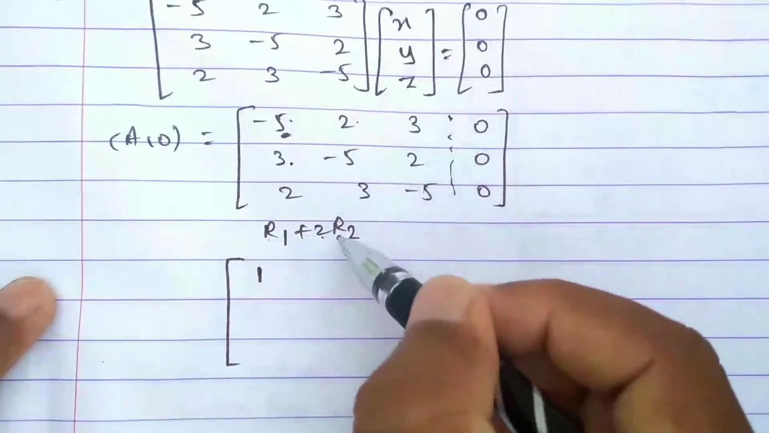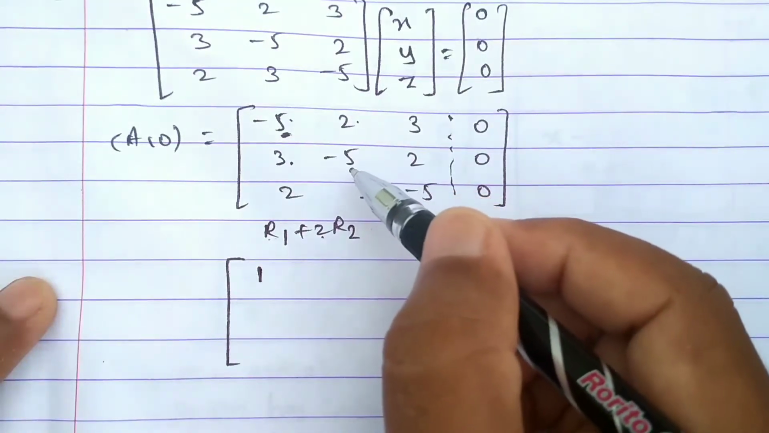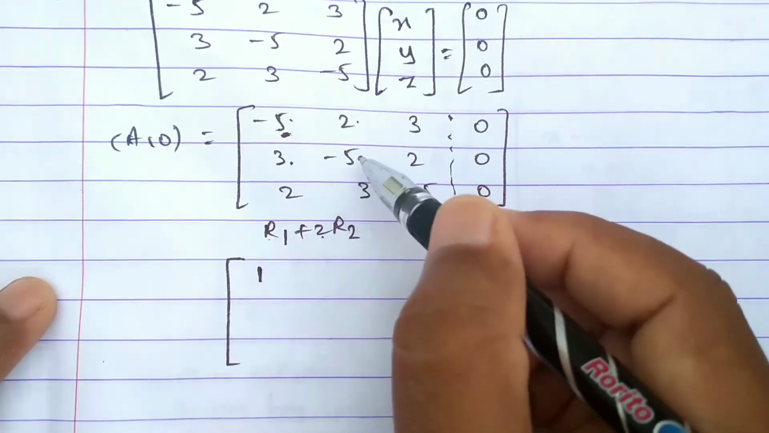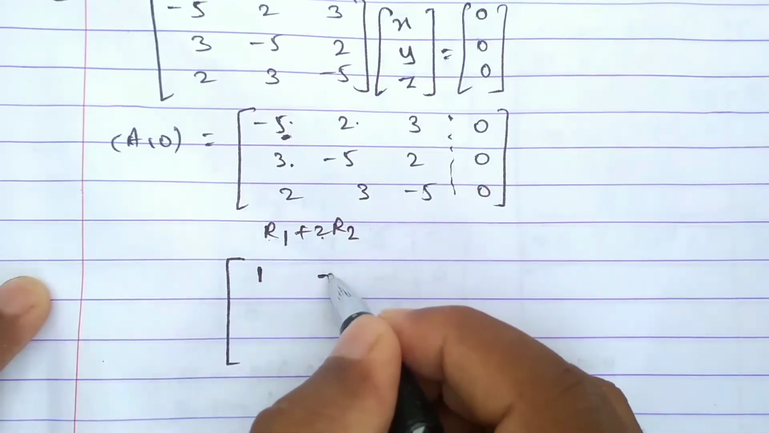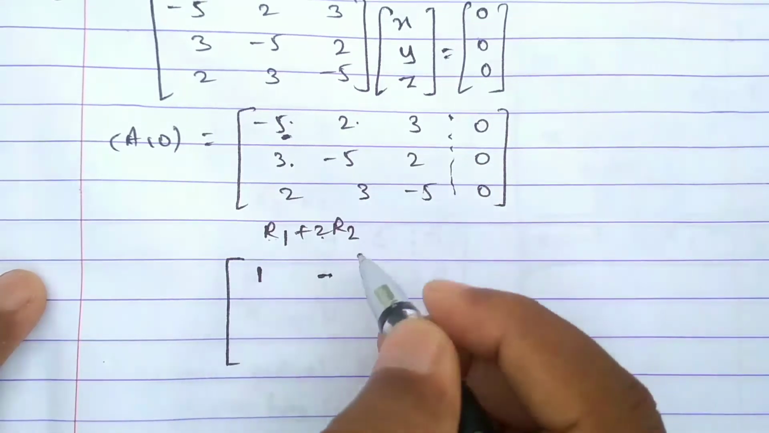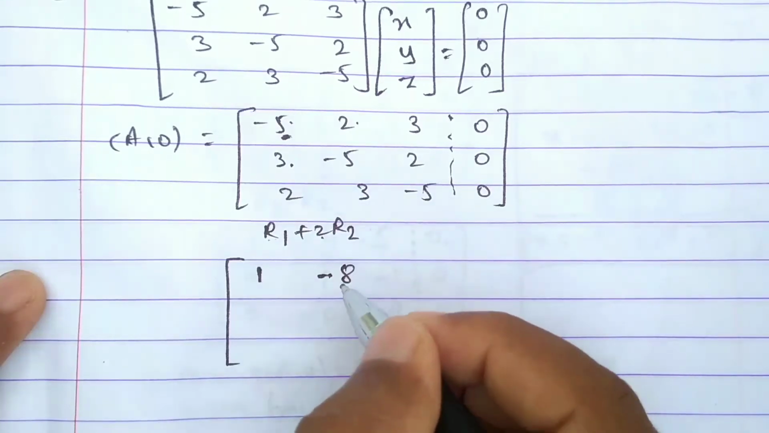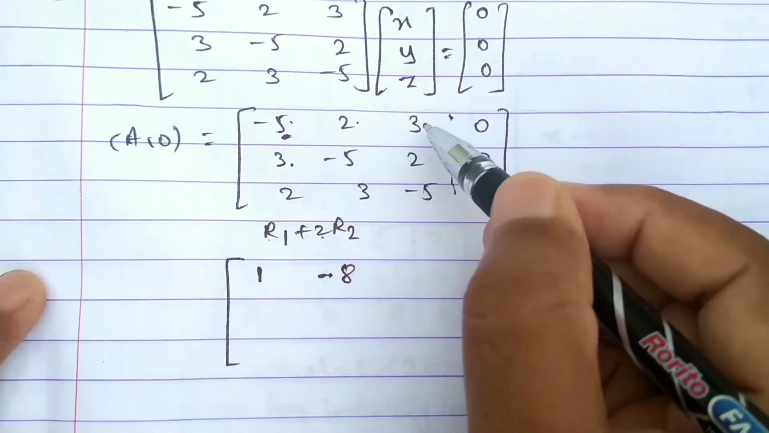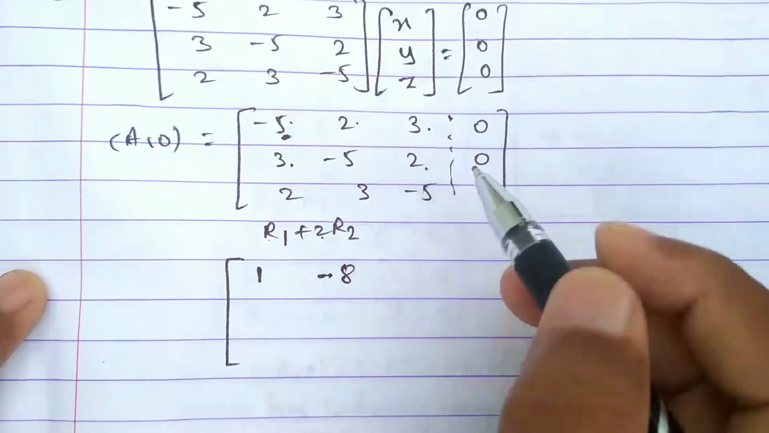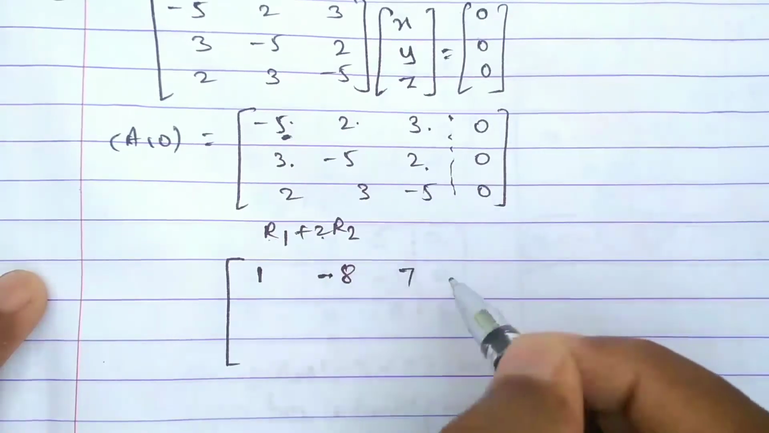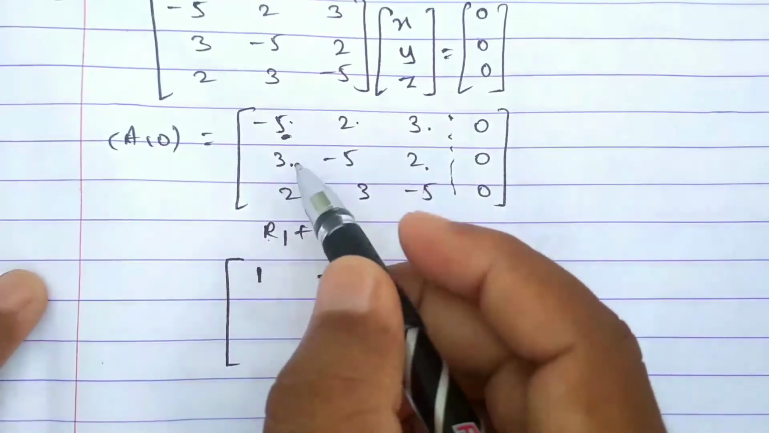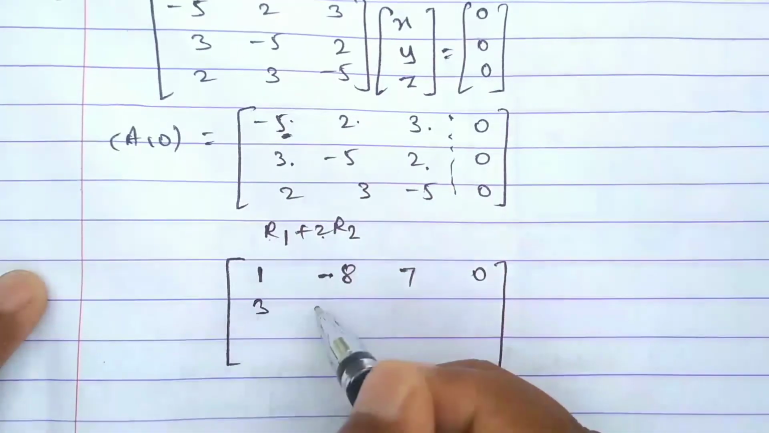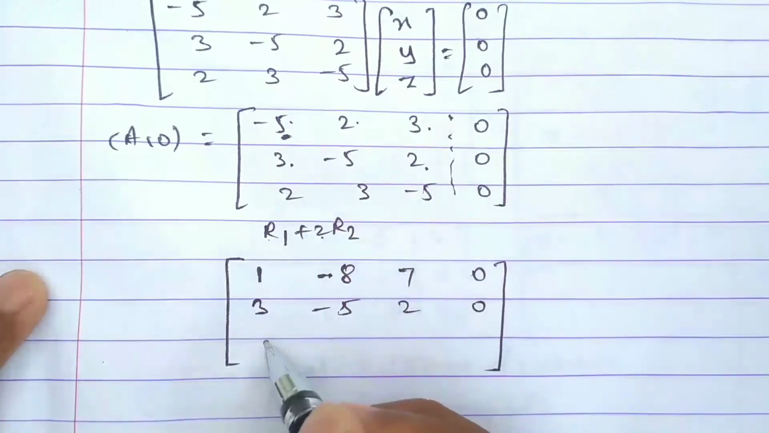Now 2 plus 2 times minus 5, 2 times minus 5 is minus 10, 2 minus 10 is minus 8. Then 3 plus 2 times 2, which is 4, gives 7, and the 0 stays as it is. The second row and the third row stay as they are.